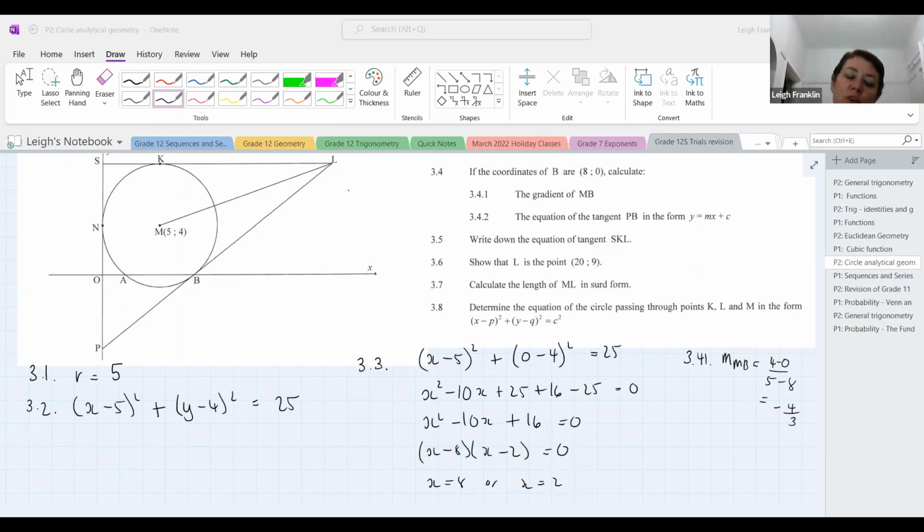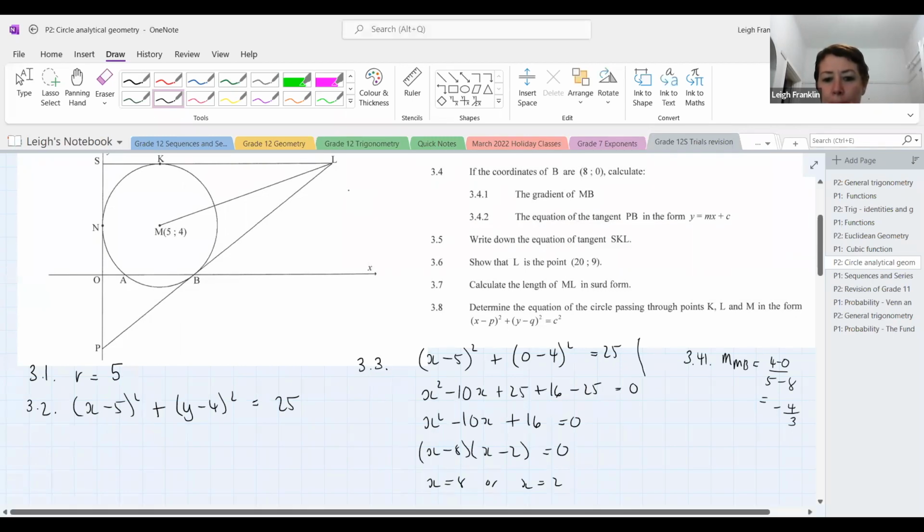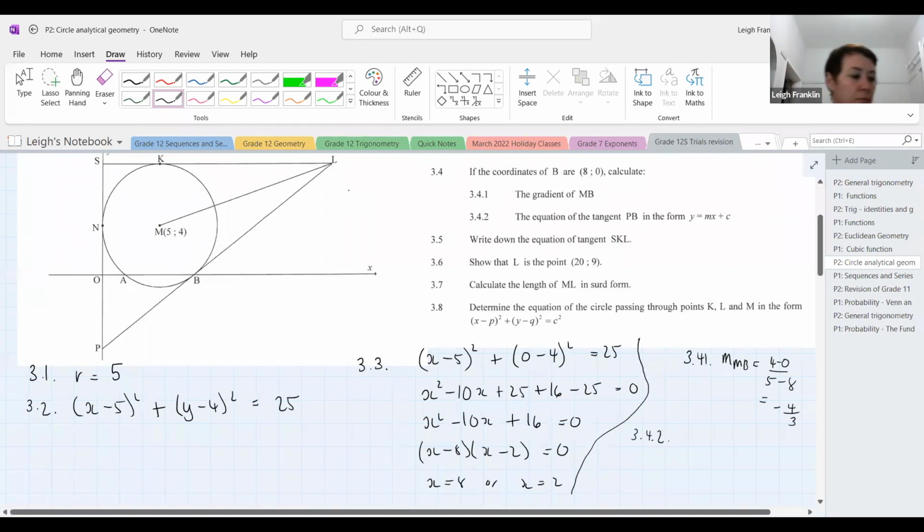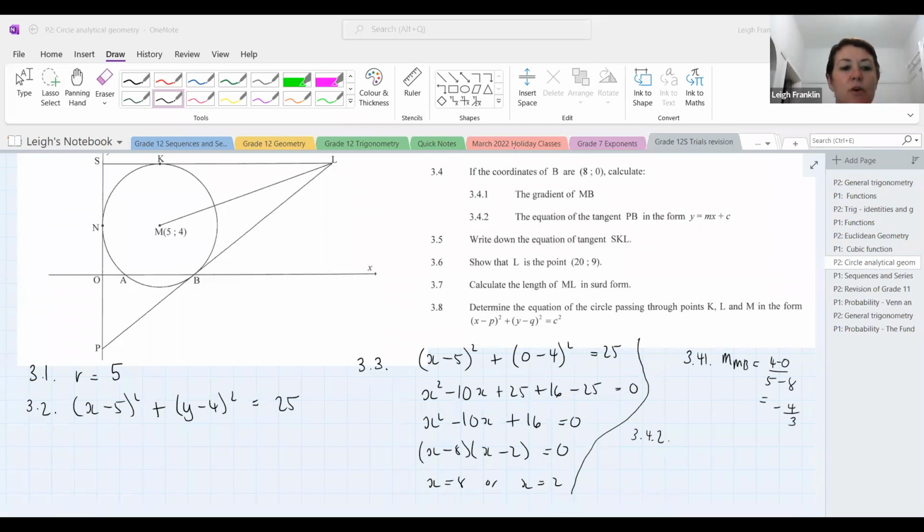And that then helps us to answer the next question, 3.4.1, the equation of the tangent PB in the form y = mx + c. Do you think you can do that one on your own as well? The equation of the tangent? Yes, okay, go for it, and I'll also do it after you guys, just to check that we've got it correct.